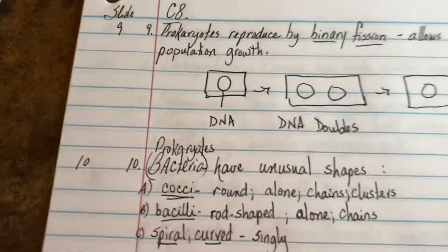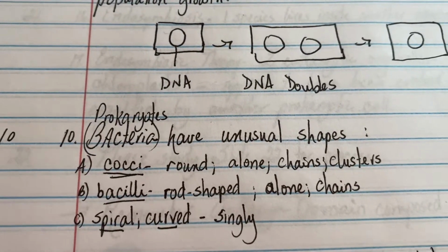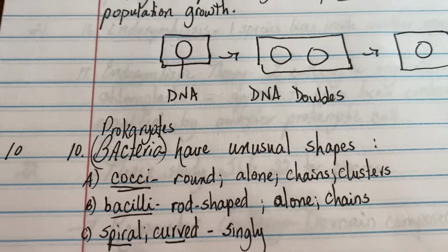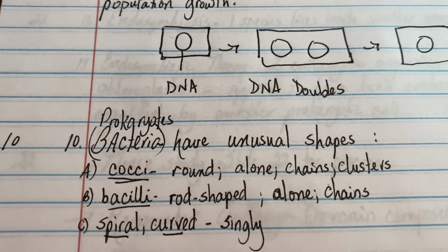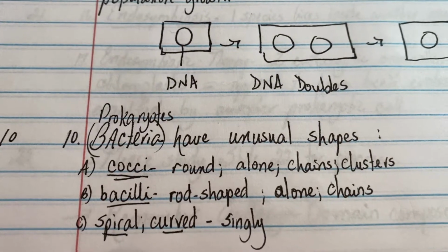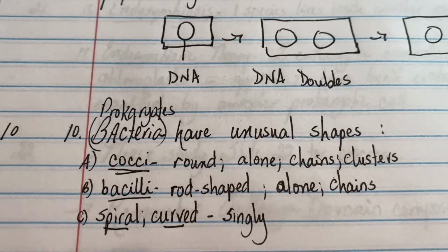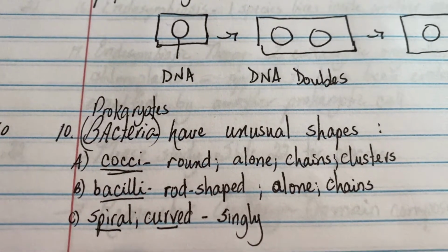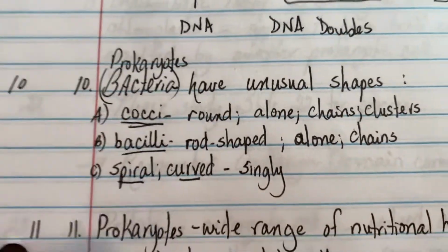The prokaryotes, particularly the bacteria, can have many unusual shapes. You can have the cocci, which are round. They can be alone. They can exist in chains, like beads on a string, or clusters like grapes. Bacilli, which are brick or rod shaped, can also exist alone or in chains. And then you have the spirilla, the curved ones, which usually exist alone.